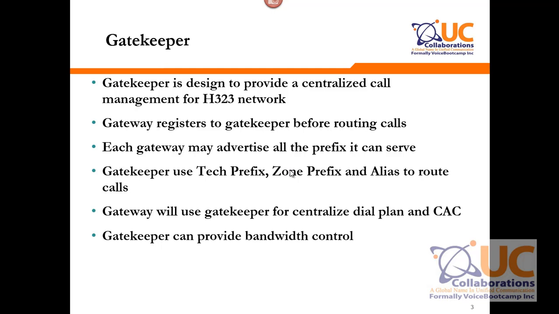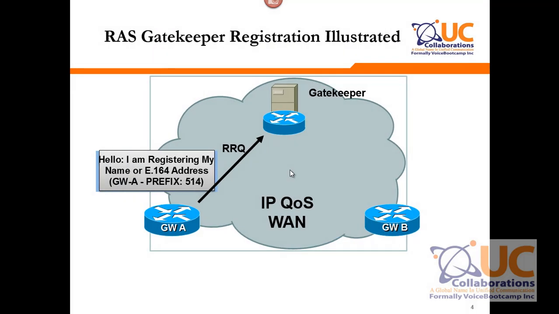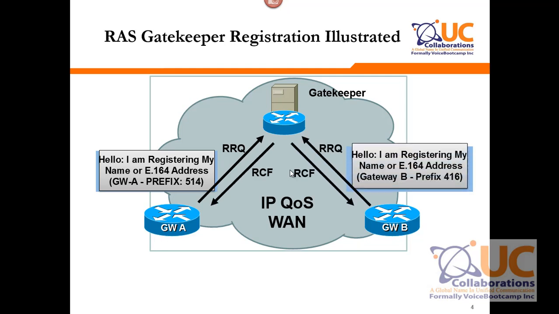Gatekeeper uses tech prefix, zone prefix, and alias to route a call. Gateways use Gatekeeper for centralized dial plan, call admission control, and bandwidth control. Now, before a Gatekeeper can be used, the gateway has to register to the Gatekeeper by sending an RRQ message, registration request, where it will advertise its name and the phone numbers or extensions it is registered to. If the Gatekeeper accepts the registration, it will respond with RCF, registration confirm.